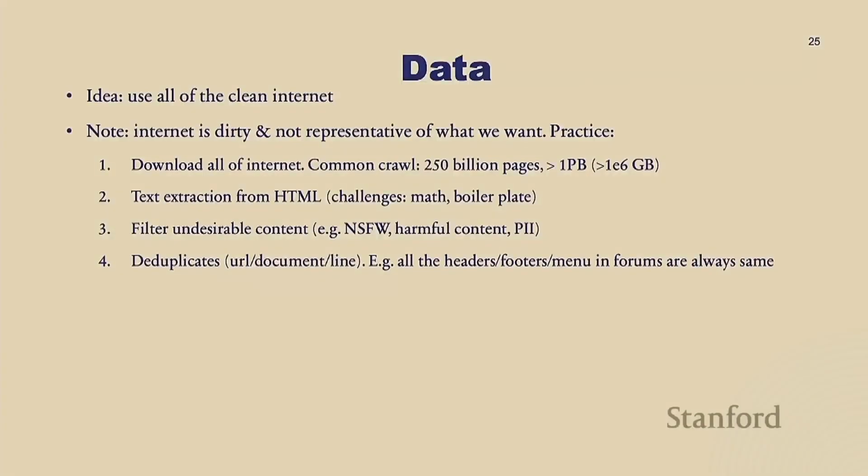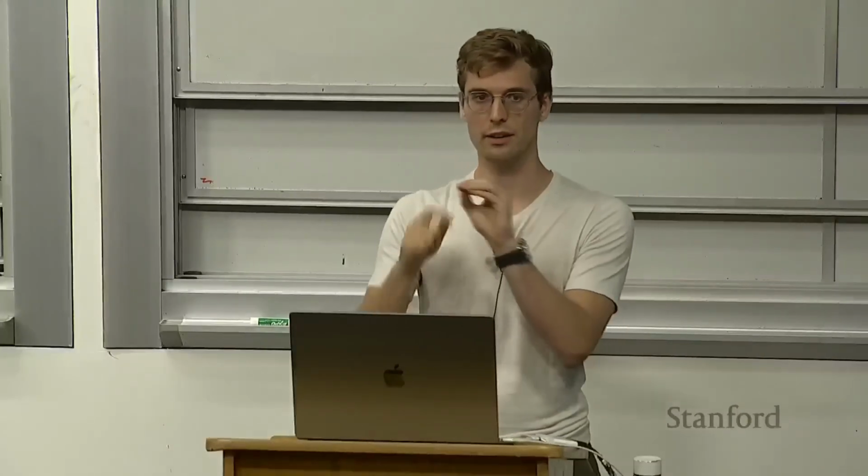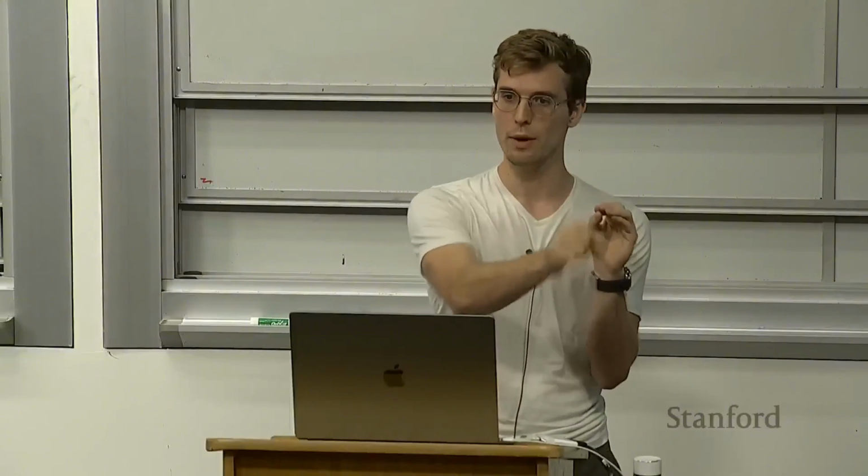So filter undesirable content. Second or fourth is deduplication. As I said, you might have things like headers and footers in forums that are always the same. You want to remove that. Another thing that you might have is a lot of URLs that are different but actually show the same website. And you might also have a lot of paragraphs that come from common books that are duplicated 1,000 times or 10,000 times on the internet. So you have to deduplicate. Also very challenging because you have to do that at scale.